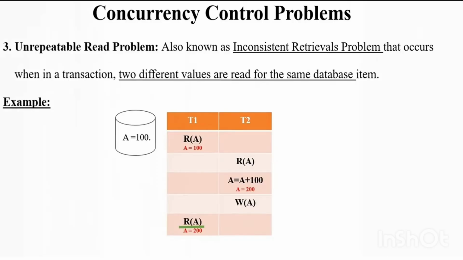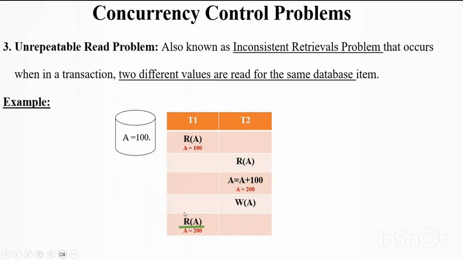And the third one is the unrepeatable read problem. It is also known as the inconsistent retrievals problem, which occurs when, within a transaction, two different values are read for the same database item. Here is an example. A equals 100. Transaction 1 does read of A, and A equals 100. Here only the reading process occurs, no write is done. Then transaction 2 does read of A, which is 100, and A = A + 100, so 100 plus 100, A equals 200. So the write of A equals 200.